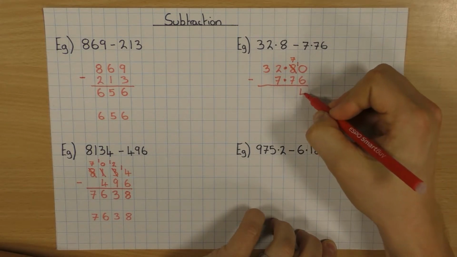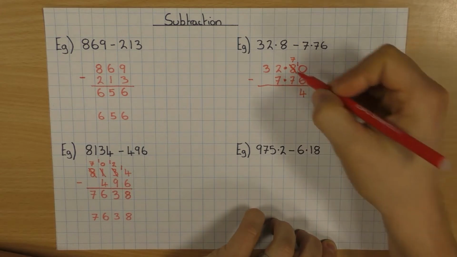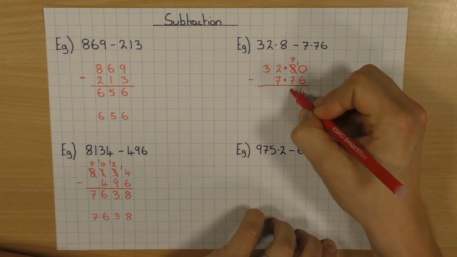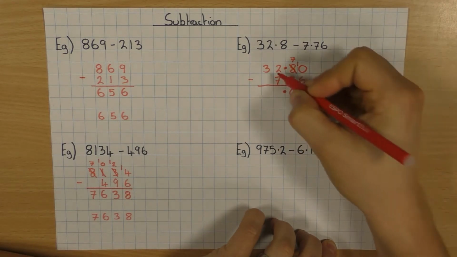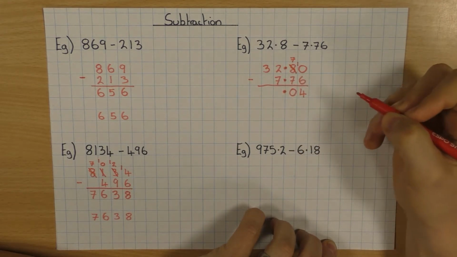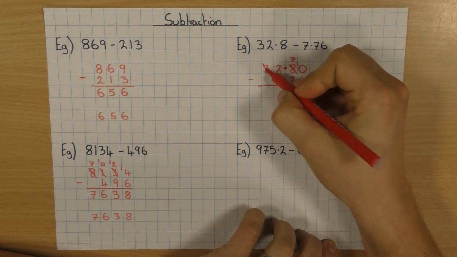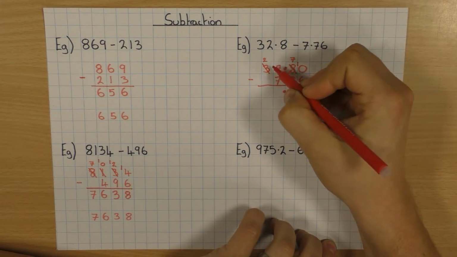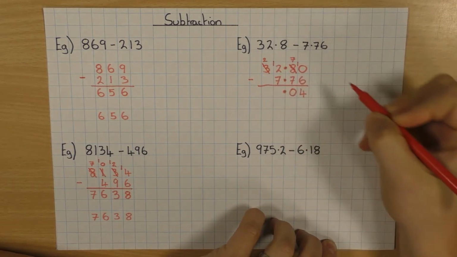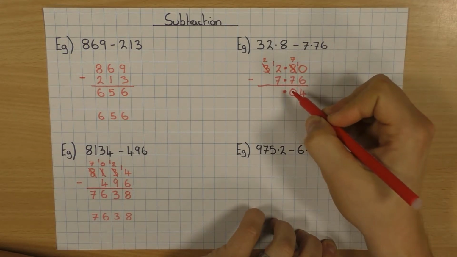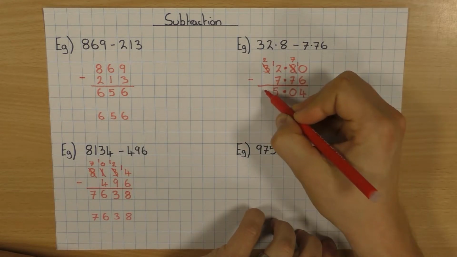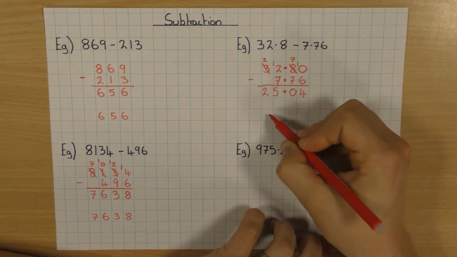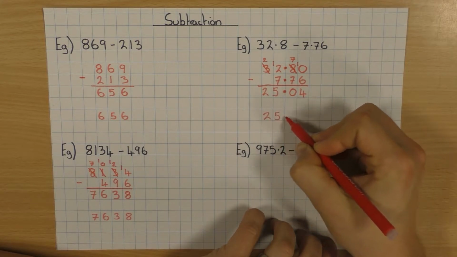10 take away 6 is the 4. Happy days, I can now do it. 7 take away 7 gives me 0. You can have a 0, that's not a problem. Decimal point. 2 take away 7, again I can't do it, I'll hit negatives. So I'm going to nick 1 from the next column. So that 3 becomes a 2. The 1 gets carried over. And then 12 take away 7 gives me a 5, and 2 take away nothing is 2. So I'm left with the answer of 25.04.